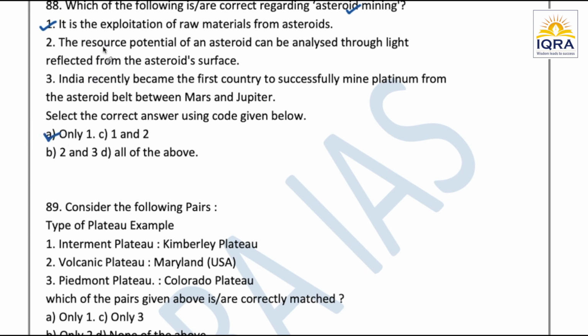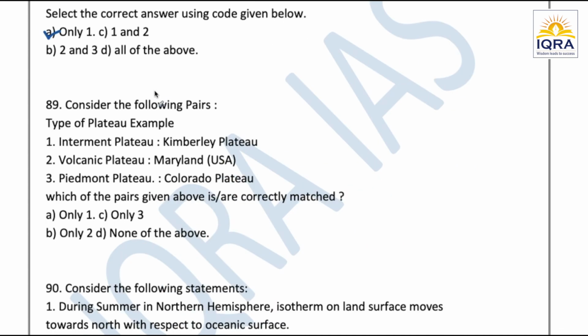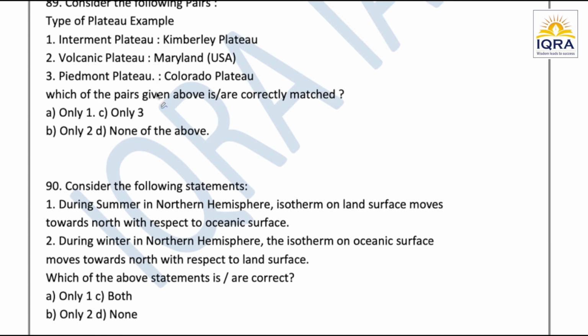These two statements, that is the resource potential of an asteroid can be analyzed through a light reflected from the asteroid surface, is not a correct statement. Again, India recently became the first country to successfully mine platinum from the asteroid belt, is again not a correct statement. Hence only statement 1 is correct.